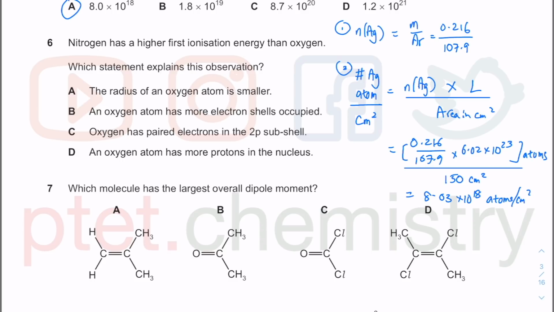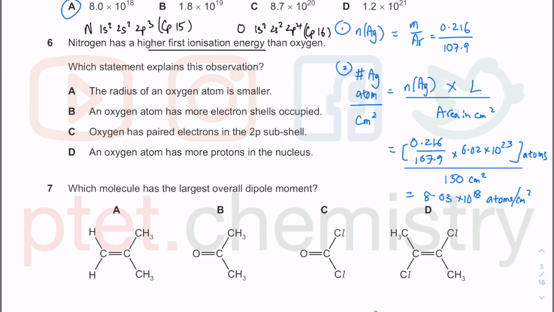Question number 6, we're talking about the first ionization energy. So nitrogen, which is 1s2, 2s2, 2p3, so it's a group 15 element. And then oxygen is 1s2, 2s2, 2p4, so it's a group 16 element.